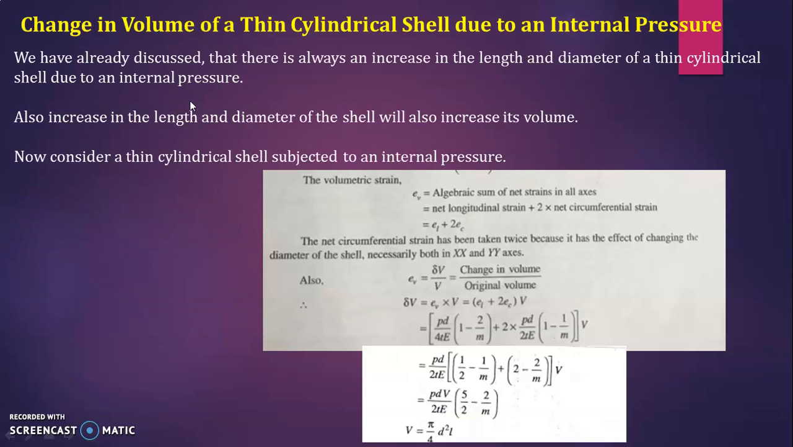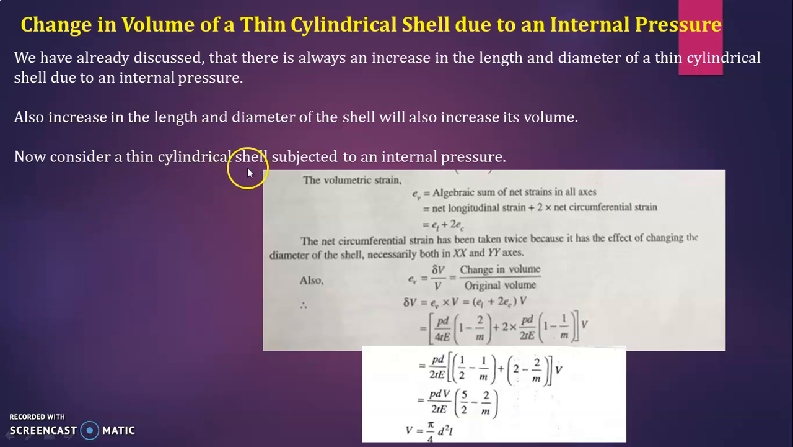We have already discussed that there is always an increase in the length and diameter of a thin cylindrical shell due to an internal pressure. Also, the increase in the length and diameter of the shell will increase its volume. Right, this all of you know. If there is a change in the length and diameter, obviously there will be a change in the volume.